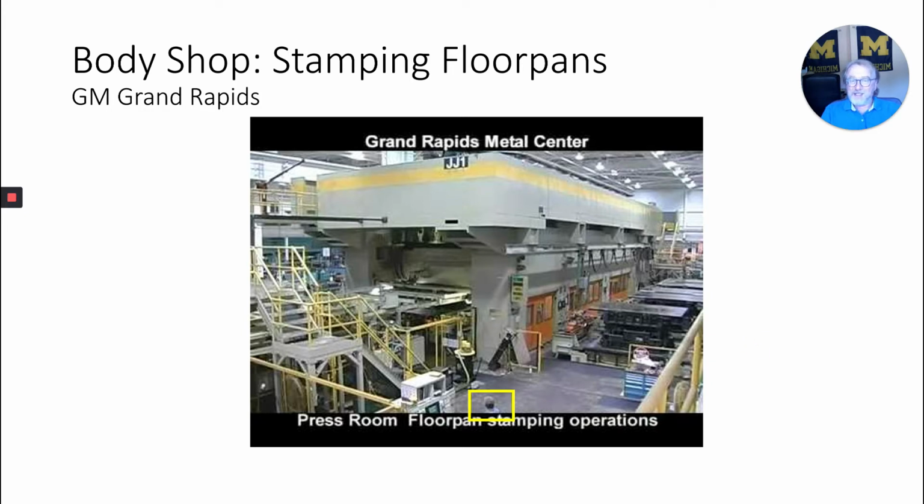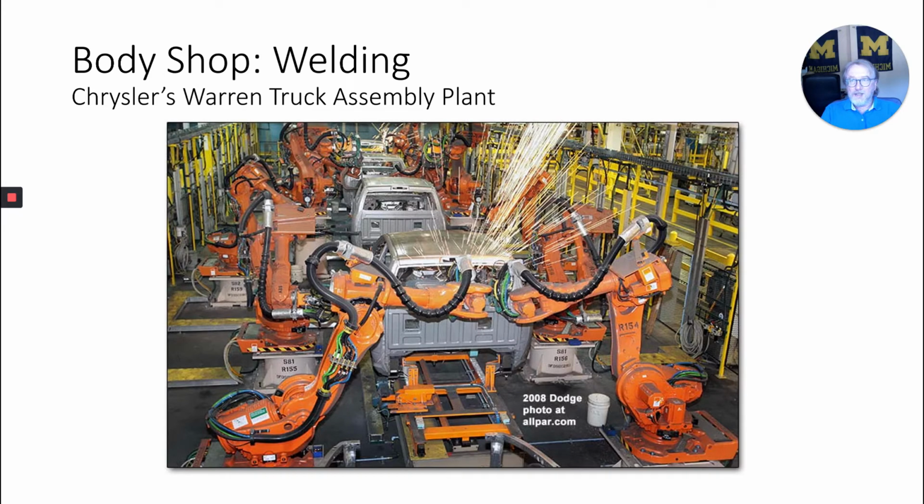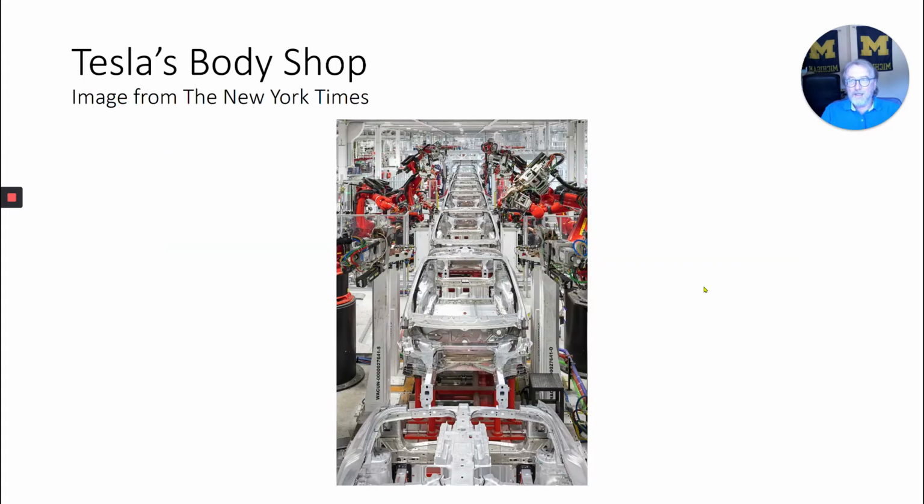It's all robotics. After they stamp out the parts, they send them to the robotic welders. You can see the welders here putting together the metal panels for what looks like some Dodge or Ram trucks. Again, you don't see any people working there. It's all robotic. And here's Tesla's body shop, with the same kind of system with robotic welders. The biggest difference is that these are aluminum chassis, not steel, and aluminum is much harder to work with.